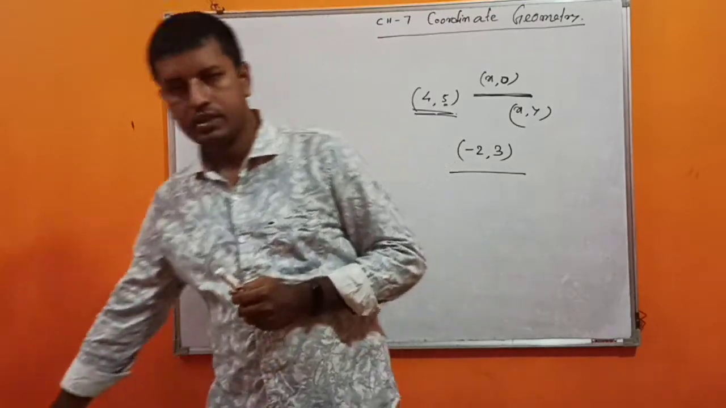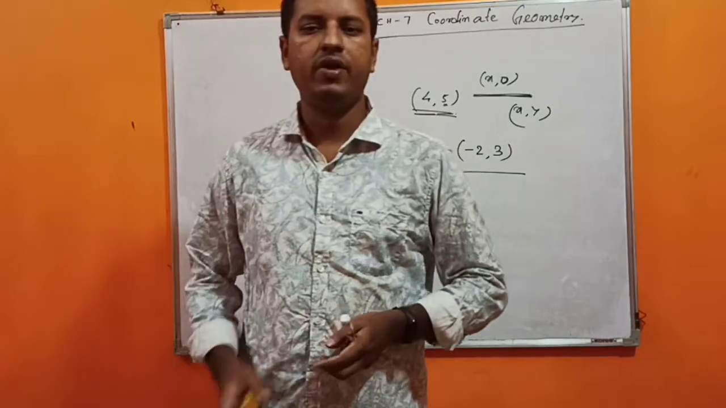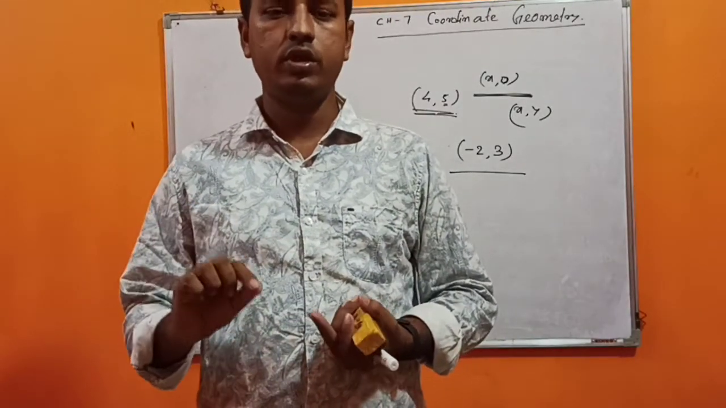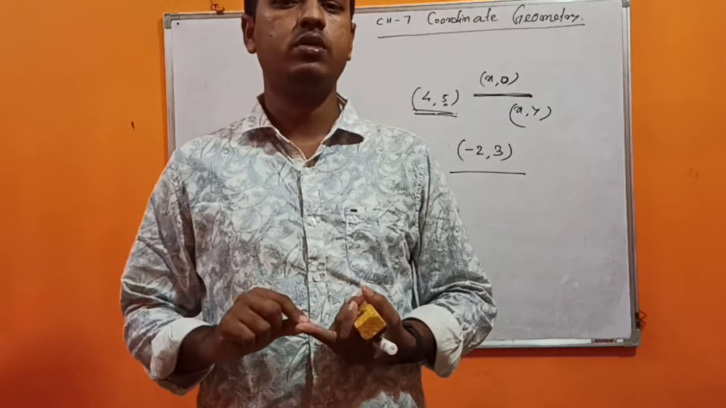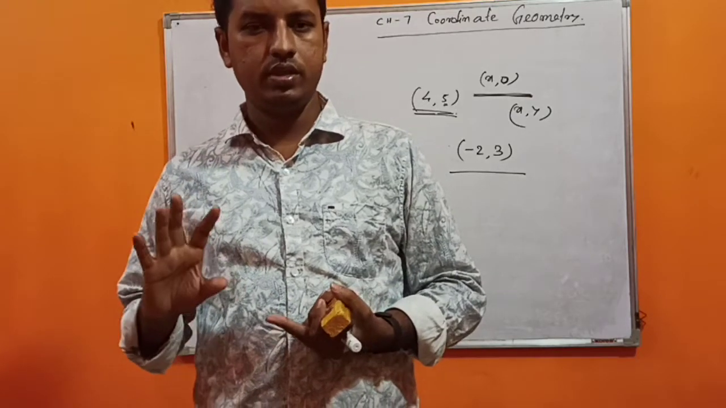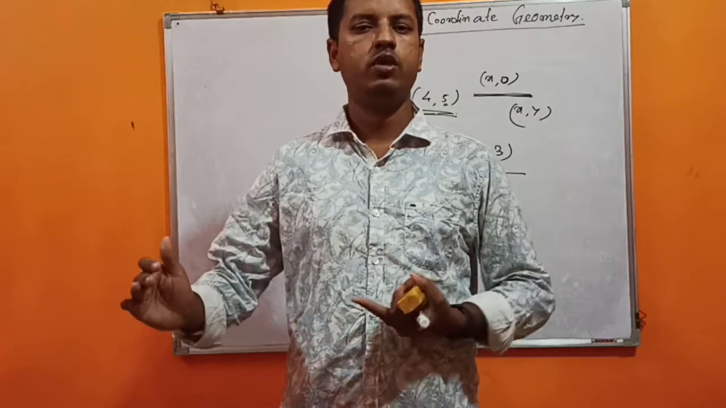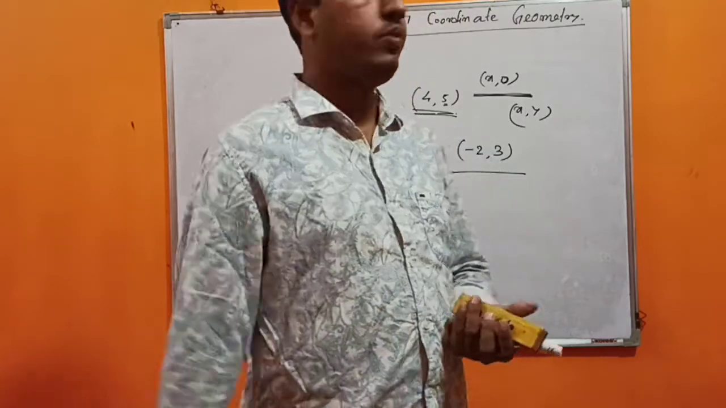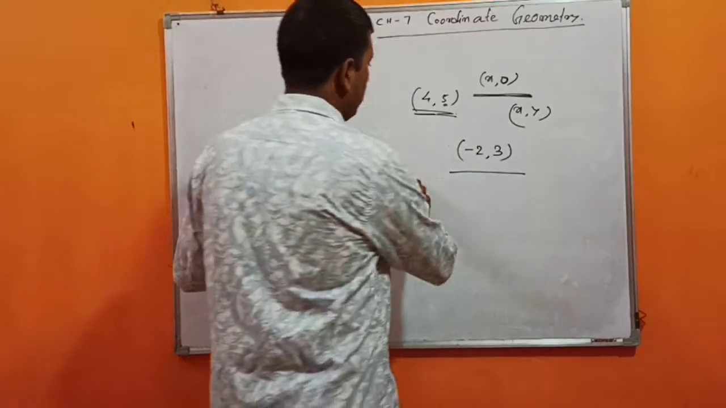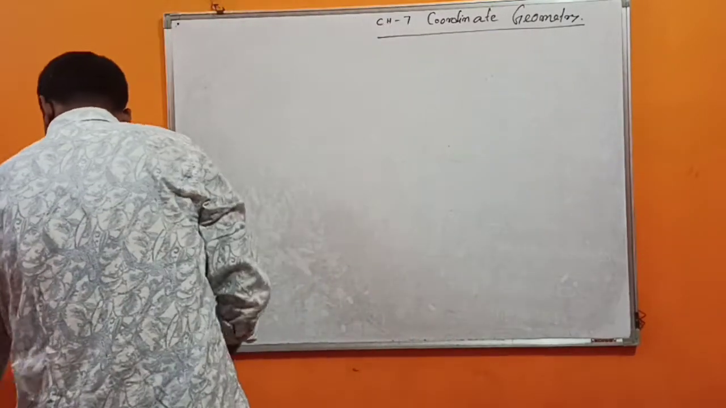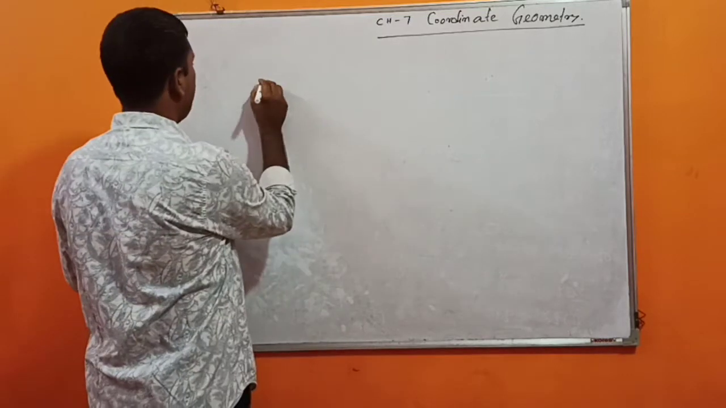In exercise 7.1, we have to find a few questions on the distance of a point from the origin and the distance between a few given points. That is, the distance between 2 points we have to find, and the distance of a point from the origin we have to find in exercise 7.1. So try to understand what the formula will be. Note it down.